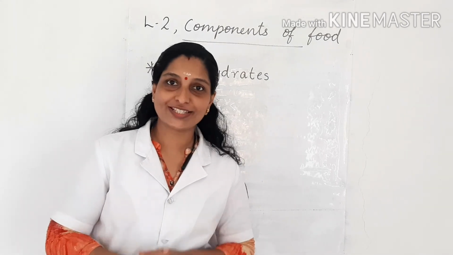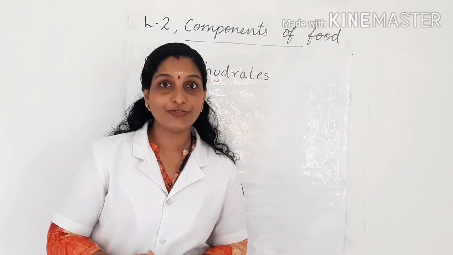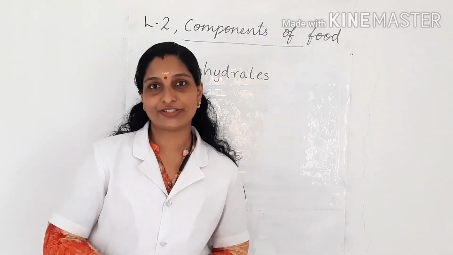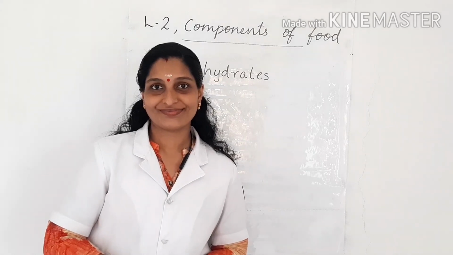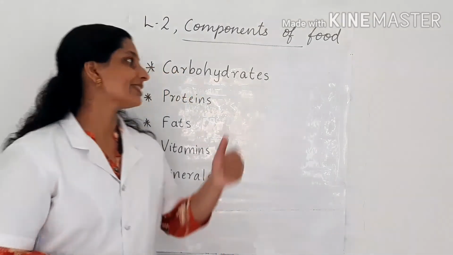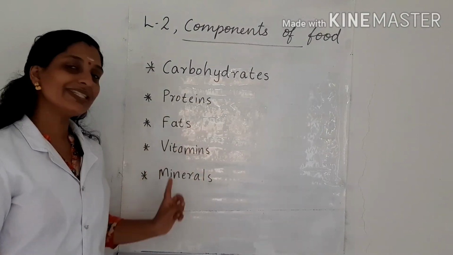Hope all of you understood today's topic. Today we have discussed about 5 nutrients and the test for carbohydrates. Which are the 5 nutrients in our food? Yes, carbohydrates, proteins, fats, vitamins and minerals.